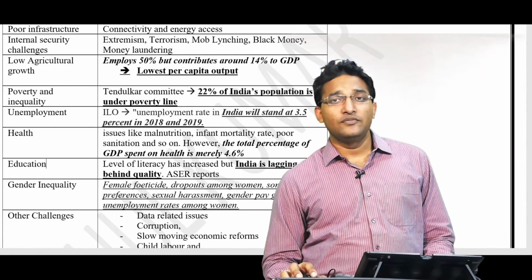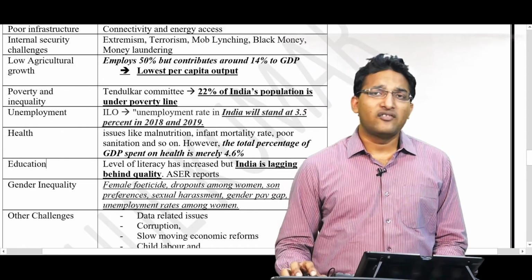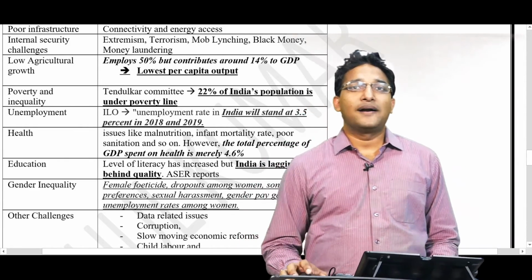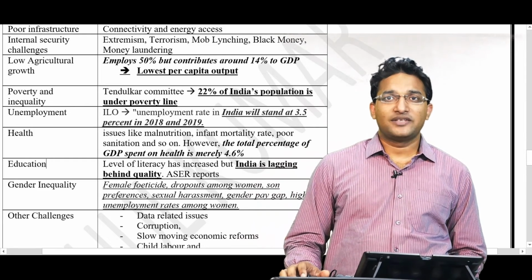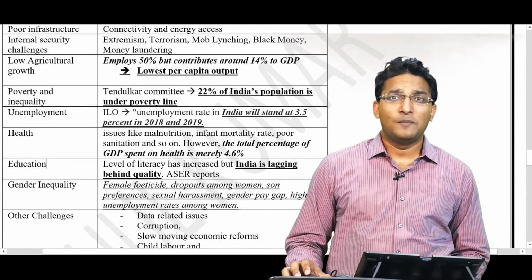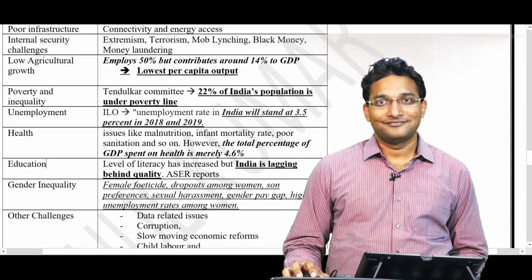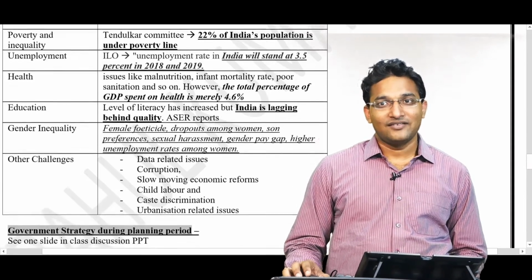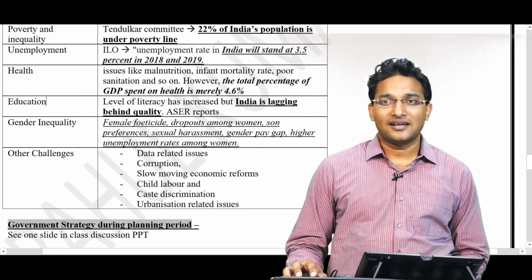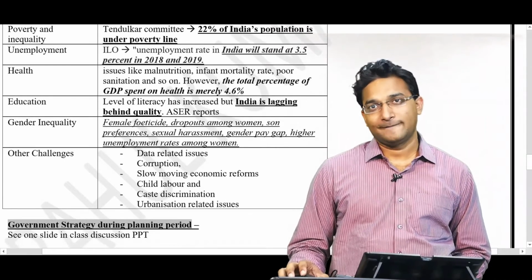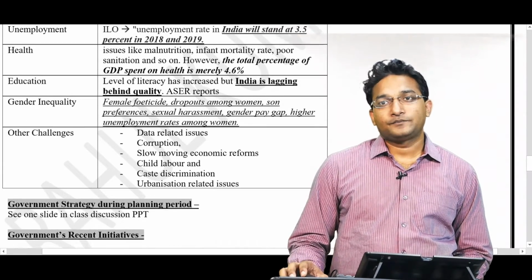In gender equality, we have various problems like female feticide and son preference, sexual harassment, the gender gap, and our labor force participation rate is very, very low. Till this gender inequality is there, our 50% population can't fully participate. Until this 50% population can fully participate, can we really achieve inclusive growth? No, we can't. Then there are other challenges regarding data, corruption, slow-moving economic reforms, child labor and so on and so forth. Right?